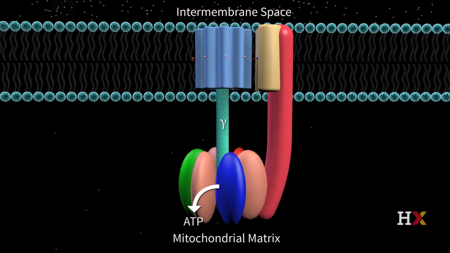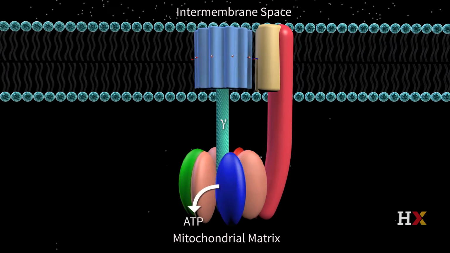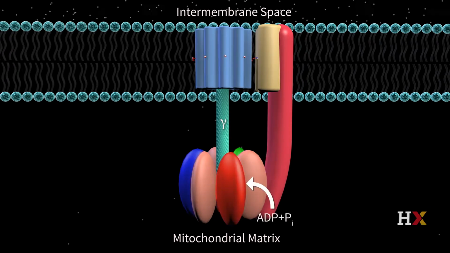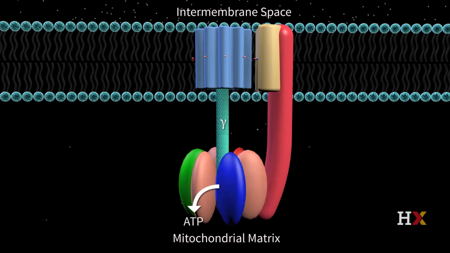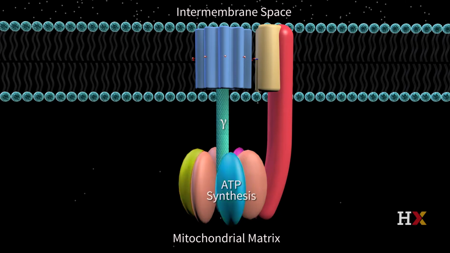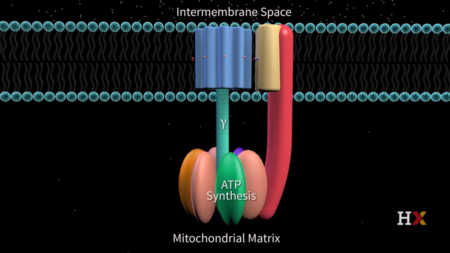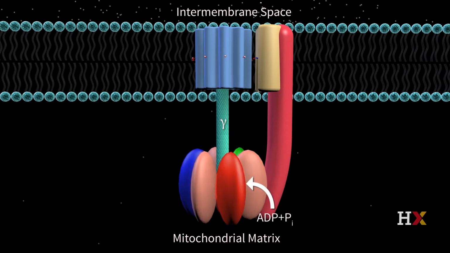When the gamma chain is in a given position, the three beta chains adopt different conformations. For each 120-degree rotation of the gamma subunit, each of the beta chains switches between three different conformations. These sequential changes of conformations are necessary for the synthesis of ATP from ADP and inorganic phosphate.